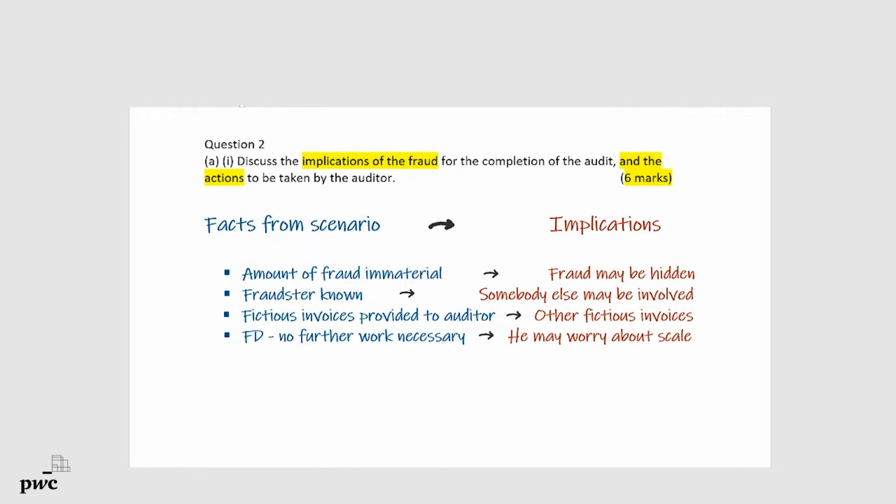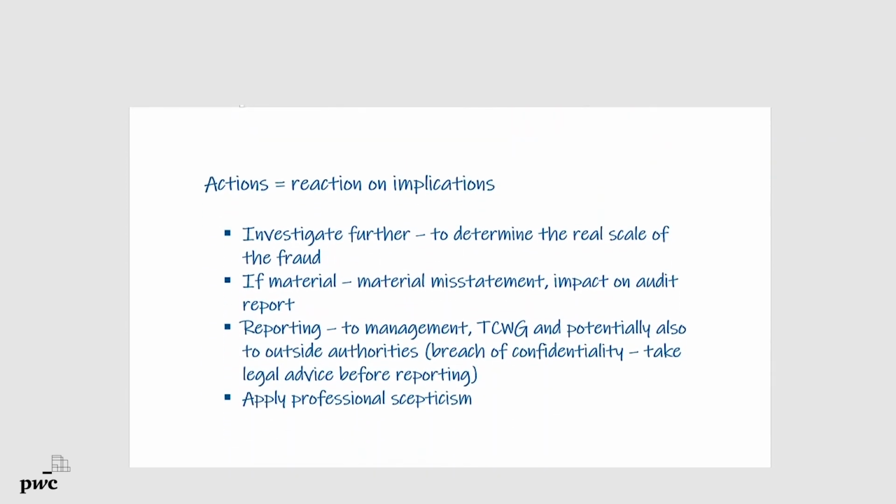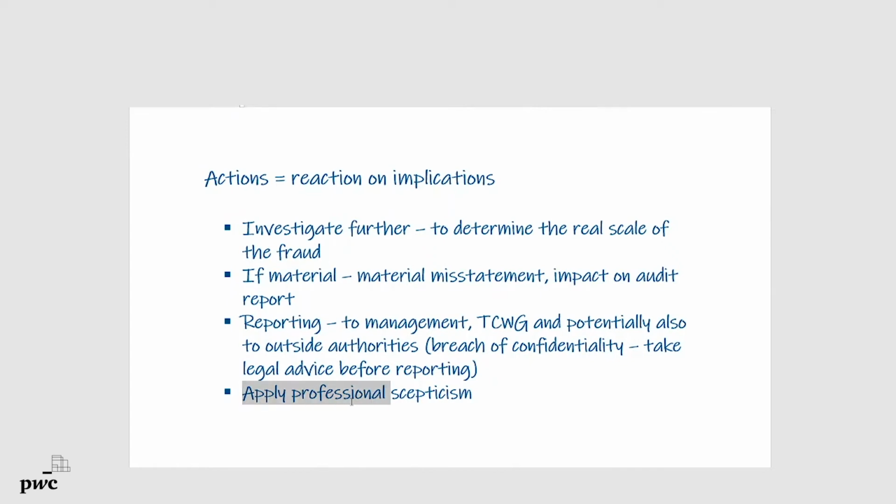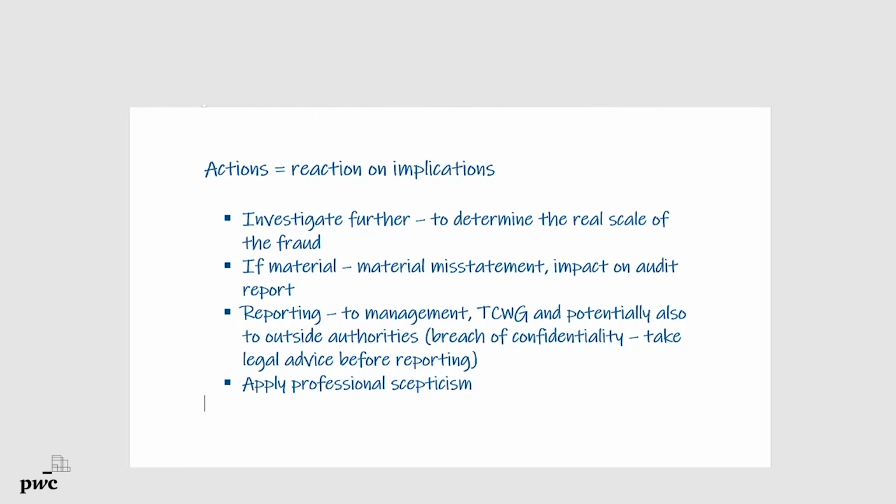Based on these implications, we have to somehow react. Because of the behavior of the finance director and because of the fact that there is fraud involved, we should apply increased professional skepticism. The main goal of the further investigation would be to determine the real scale of the fraud. Once we conclude about the materiality of the fraud, we have to report our findings to management and those charged with governance. We should also report the behavior of the finance director to those charged with governance.